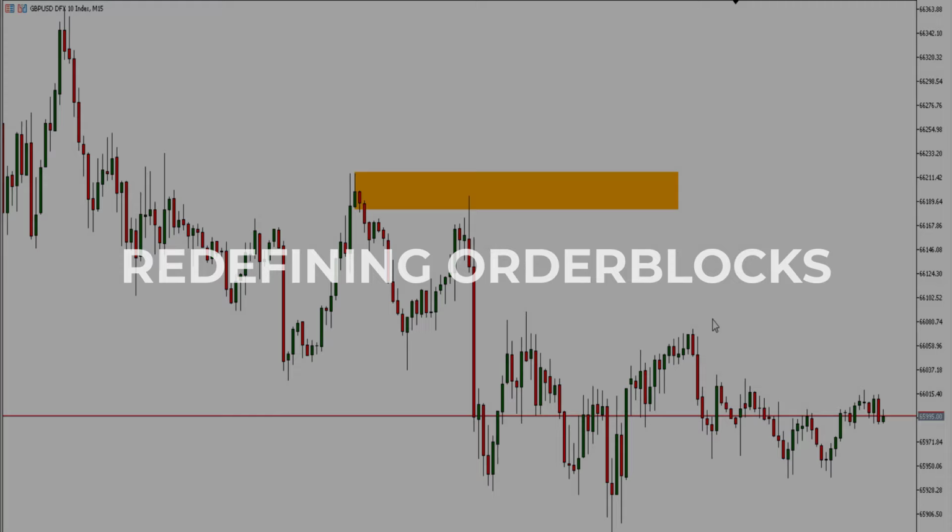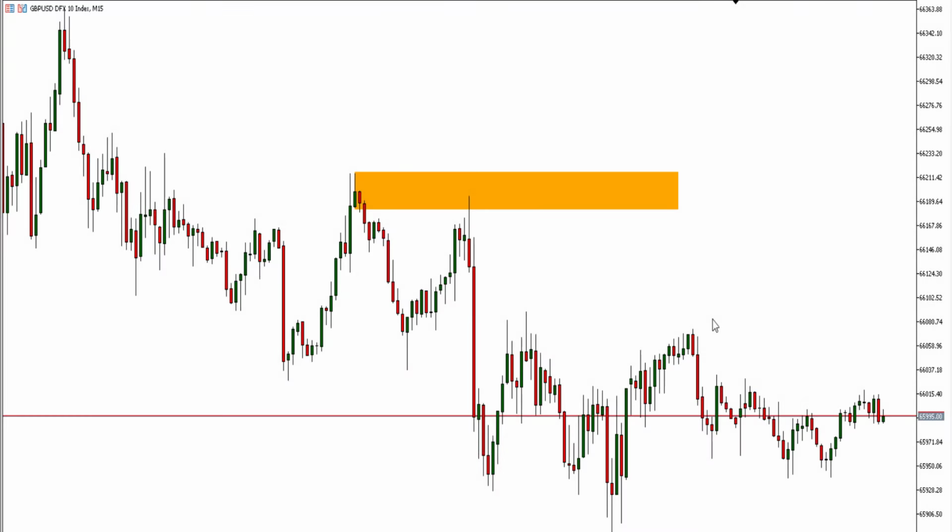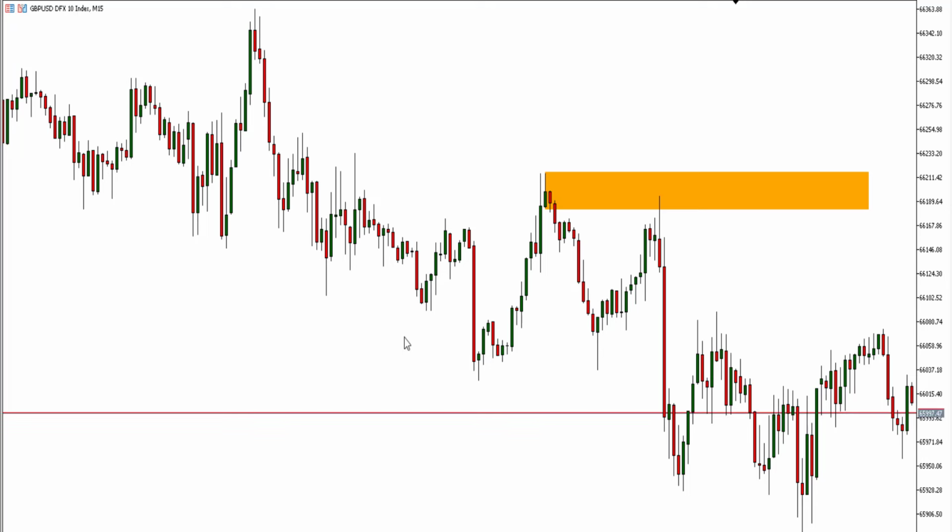Hello everyone, in this video we are going to redefine order blocks. I'm going to show you why some order blocks you were using for taking trades are not working. Now, if you're trading the smart money concept, you need to understand that order blocks are very important institutional reference points, but understanding how to trade with an order block is also very pertinent. So let's get into the video.